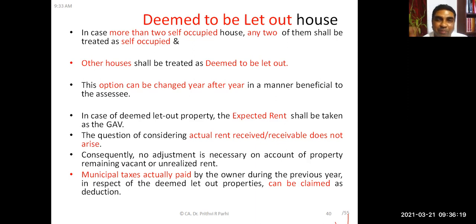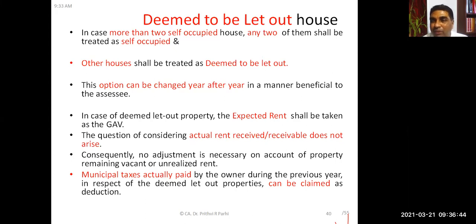Let us say the assessee is having 5 houses. Any 2 will be taken as self-occupied. The other 3 shall be treated as deemed to be let out. Are they let out? No, but they will be assumed to be let out. And this is as per the assessee's option. It is up to him.